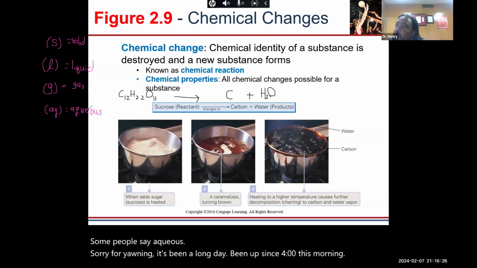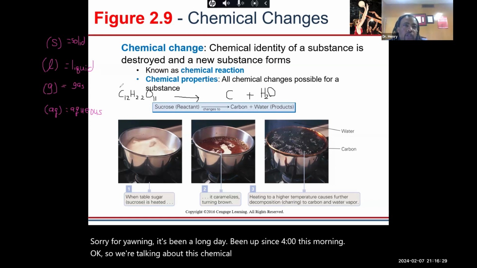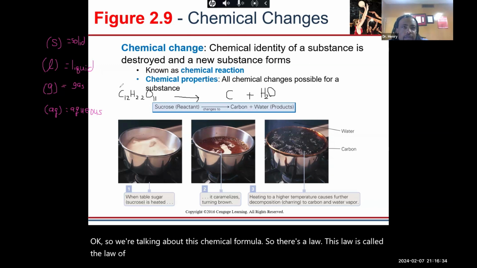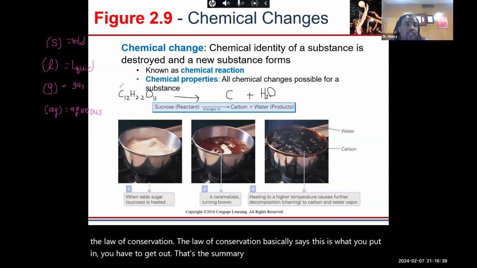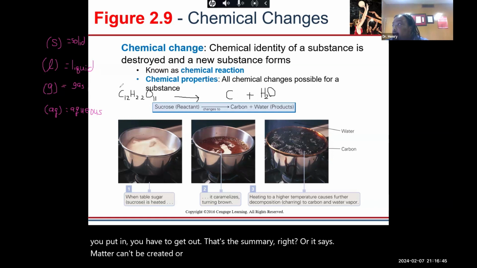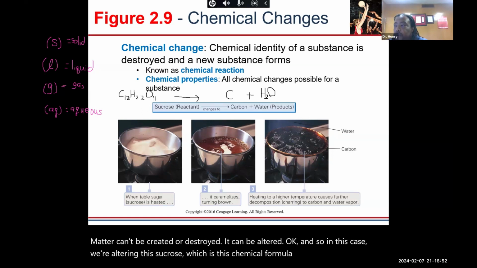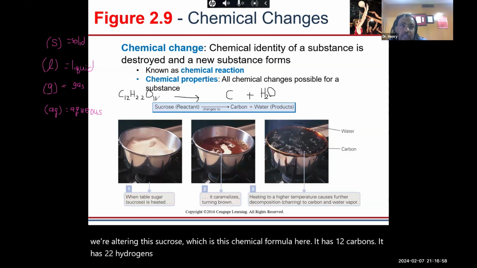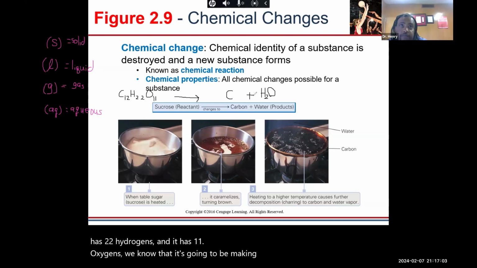Okay, so we're talking about this chemical formula. There's a law called the law of conservation. It basically says what you put in, you have to get out. That's the summary, right? Or it says matter can't be created or destroyed. It can be altered, okay? In this case, we're altering this sucrose, which is this chemical formula here. It has 12 carbons, 22 hydrogens, and 11 oxygens. We know that it's going to be making carbon and water.